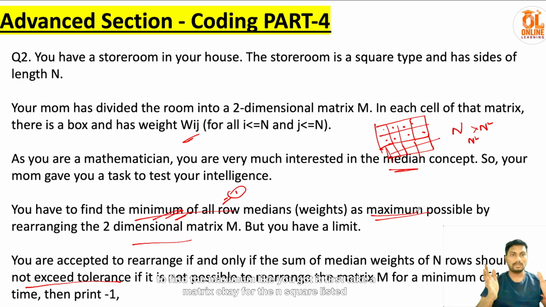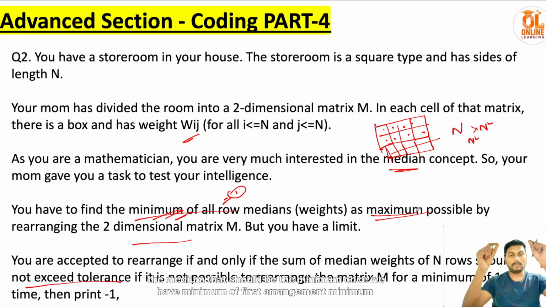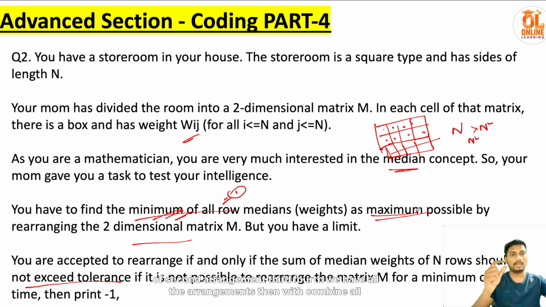First take a matrix. Okay, for the n square, list out all the arrangements with the permutations. Then once we have that, for each matrix find the median. That should be the minimum. Once we have the minimum of the first arrangement, the minimum of the second arrangement, third, fourth, we have all the arrangements.